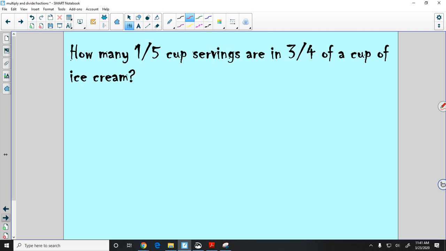Let's change the numbers real quick. What if I change this number to a whole number 2, and I change this to a whole number of 10? Let's read it this way. How many 2-cup servings are in 10 cups of ice cream? Okay, so let's say how many 2 cups can we get out of a tub that has 10 cups in it? Okay, so you would do division. You do 10 divided by 2, and you know you would have 5 servings.